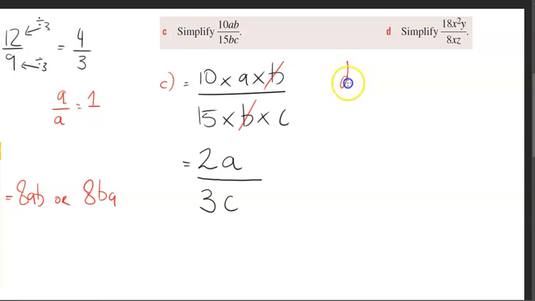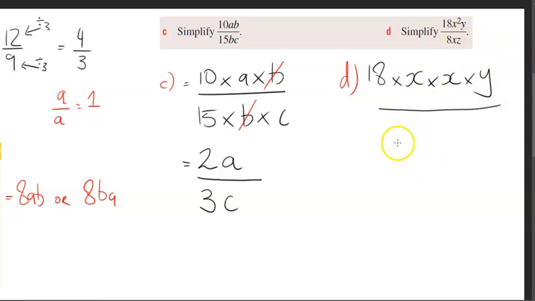For D, we're going to be looking at 18 times x times y, because remember x squared is just the same as x times x, and this is all over 8 times x times z. All right, the number components, the highest common factor between 18 and 8 is only 2. So 2 goes into 18 9 times, and 2 goes into 8 4 times. So 9 over 4 is the fraction. If it's an improper fraction, you just still leave it as is.